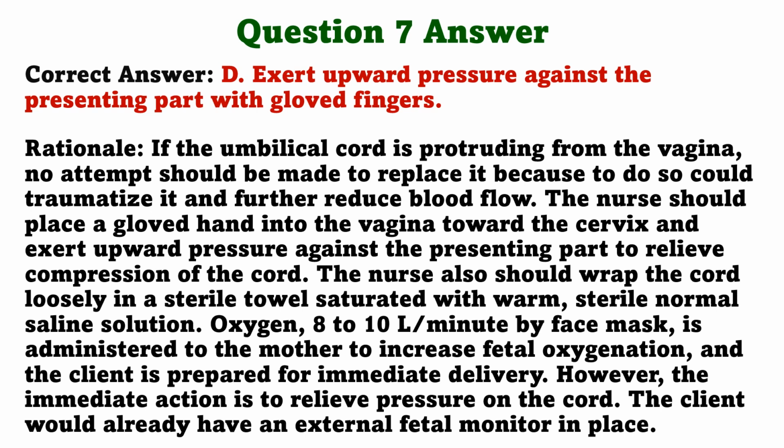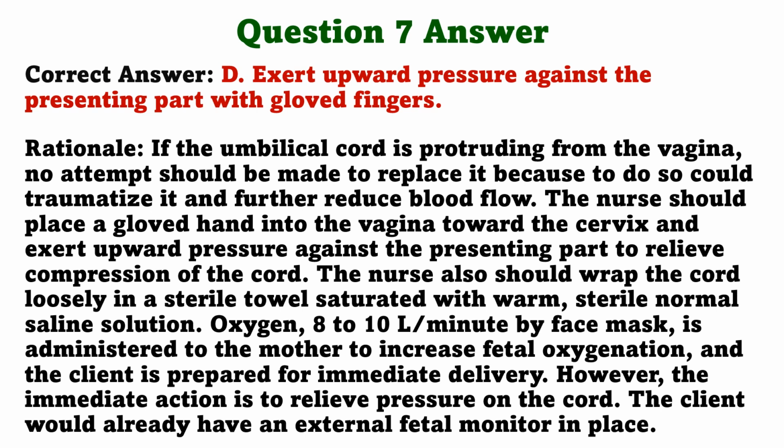The correct answer is D. Exert upward pressure against the presenting part with gloved fingers. Rationale: if the umbilical cord is protruding from the vagina, no attempt should be made to replace it, because to do so could traumatize it and further reduce blood flow. The nurse should place a gloved hand into the vagina toward the cervix and exert upward pressure against the presenting part to relieve compression of the cord.